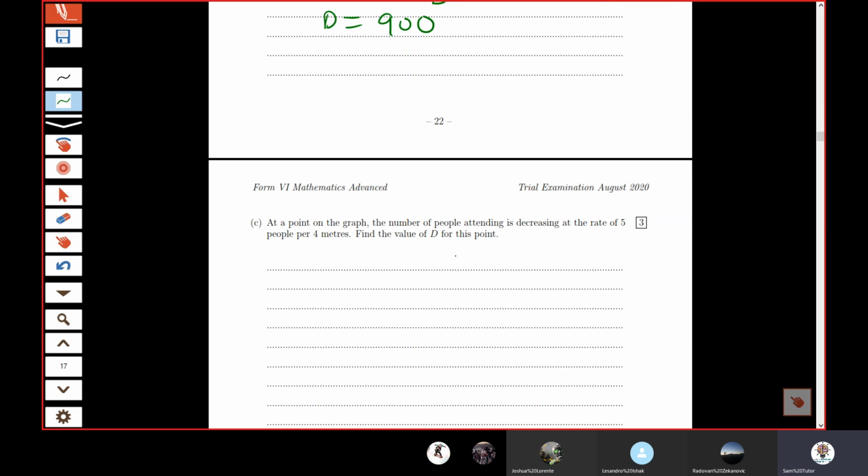At a point on the graph, the number of people attending is decreasing at the rate of 5 people per 4 meters. Find the value of D for this point.